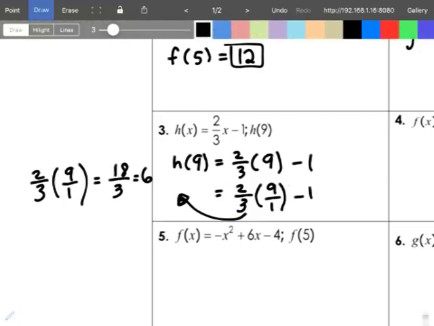So this whole piece right here, 2/3 times 9 over 1, that's 6. So I'm going to substitute that with 6. So this is 6 now. And then I still have that minus 1. So that's going to be 5. So our answer in that one is 5.